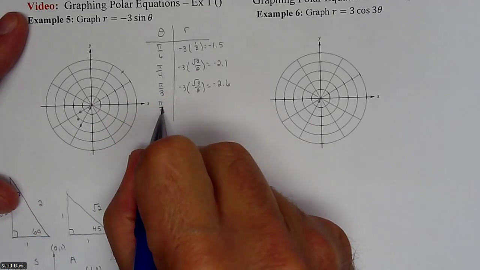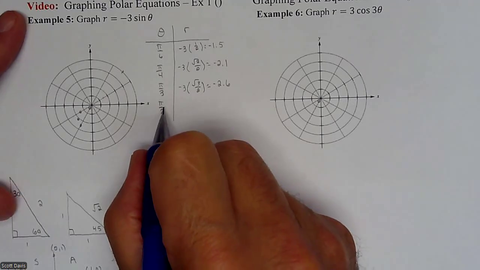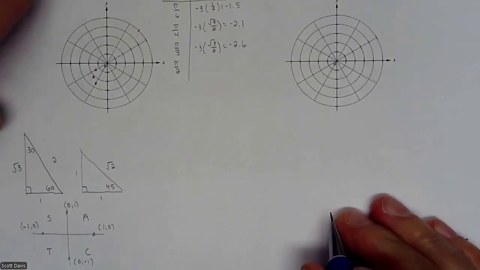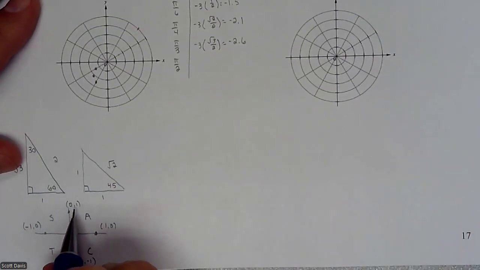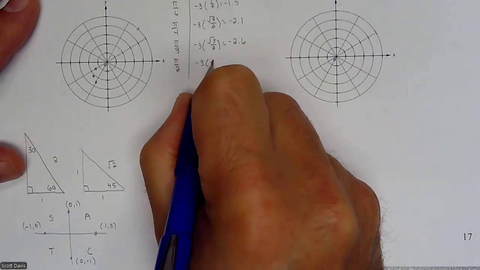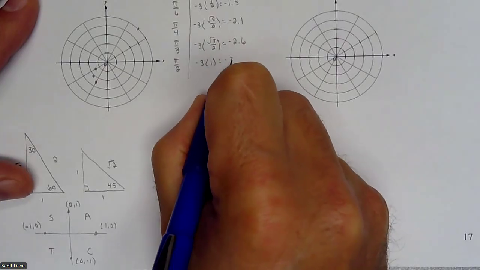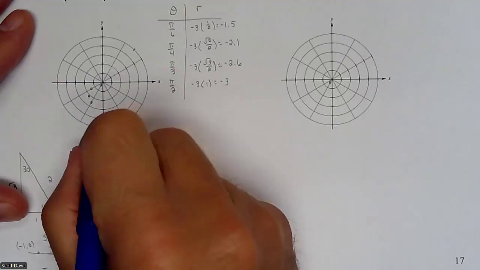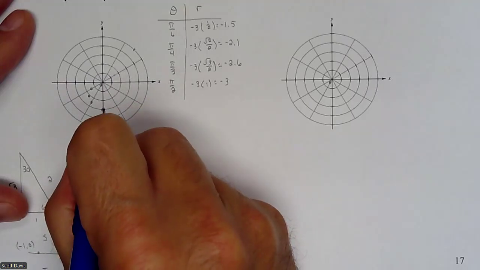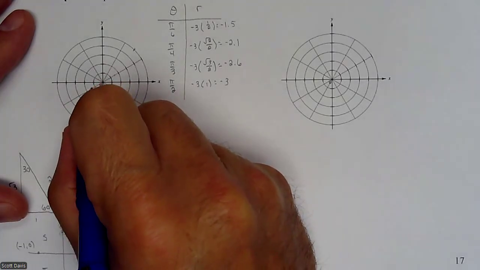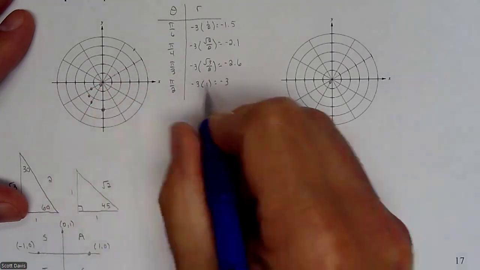And then pi over 2 is 90 degrees. So we're doing sine of 90 degrees. If you remember, sine of 90 is the y value. So we have a 1. So we're doing -3 times 1 equals -3. So at 90 degrees, we are reflected down to a distance of -3. All right, so far we've wrapped around to here. All right, so let's keep going.